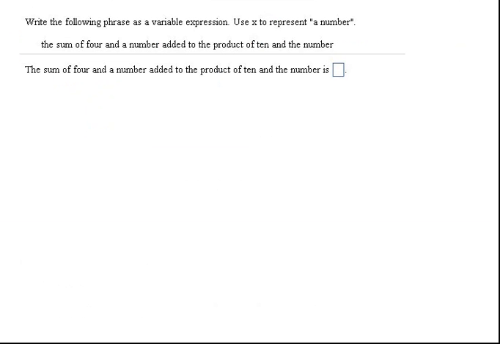Okay, our next example says, again, write the following phrase as a variable expression and use x to represent a number. So let's see what we have here. We have "the sum of." Right there is a key word that we need to know. Sum of means addition. When you add things, you can only add two things at a time, so we need to decide what we are adding together. We're adding 4 and a number. When we write that in mathematical symbols, it would be 4 plus x.